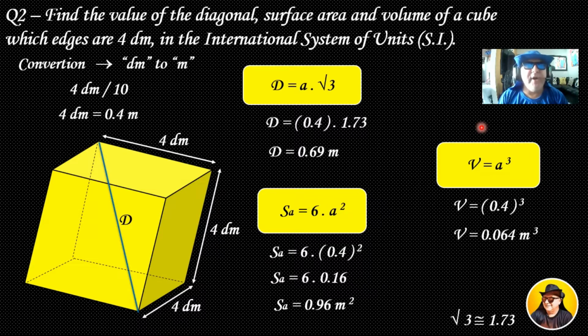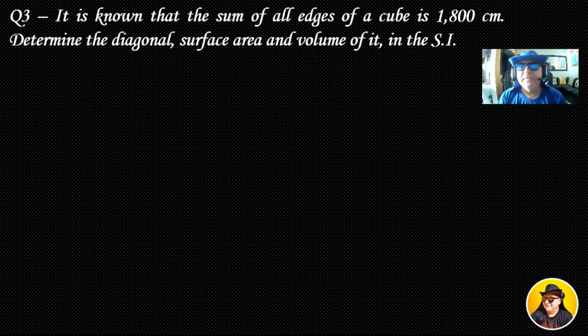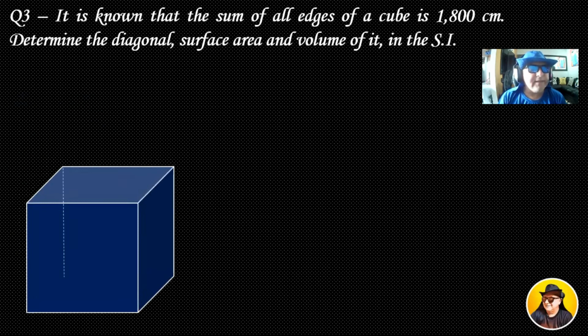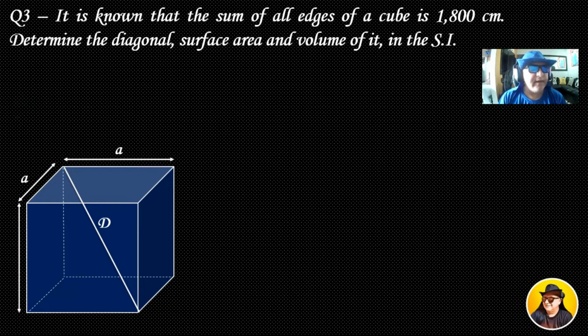Let's go to question number 3. So far, so good? Excellent. So let's see, question 3. It is known that the sum of all edges of a cube is 1,800 centimeters. Determine the diagonal, surface area and volume of it in the SI. Let's see those edges behind it. Can you see? And the diagonal. So one edge is A, the other one is A, and the last one is also A. It's a cube.